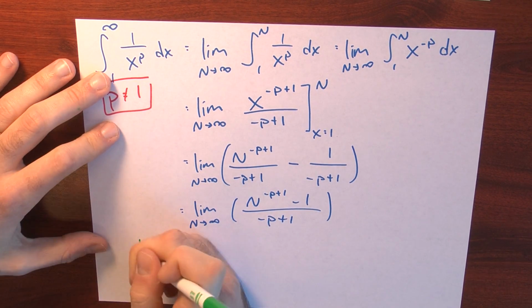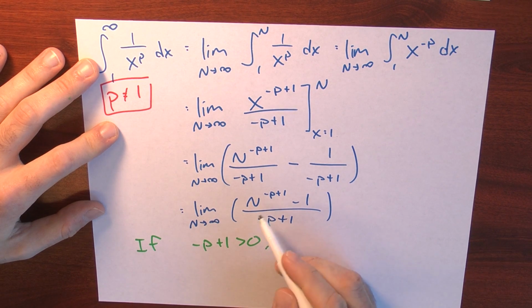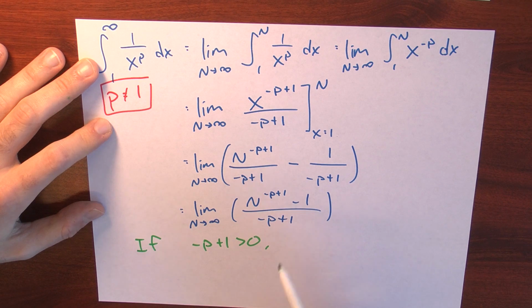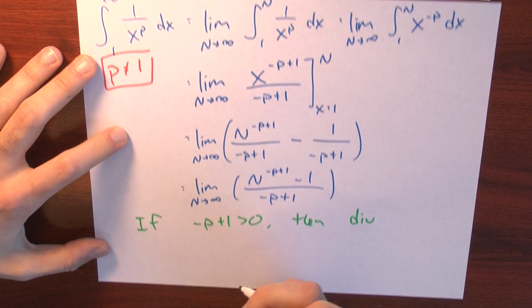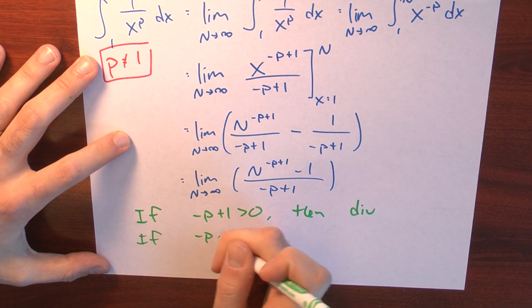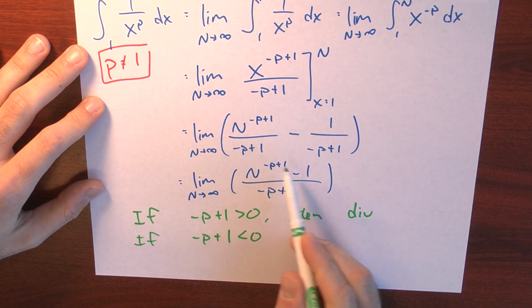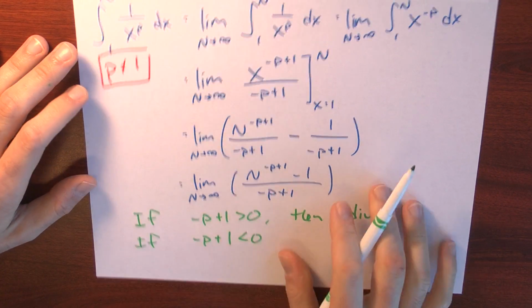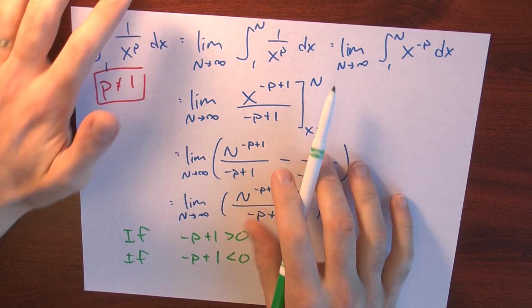What happens? If minus p plus 1 is positive, then n to a positive power is going to be very large, and this limit will be infinity. That means that the series will diverge. If, on the other hand, minus p plus 1 is negative, then I'm taking a big number, but raising it to a negative power. It's going to end up close to 0. And in that case, this integral will have a finite value, and that means that this series converges.